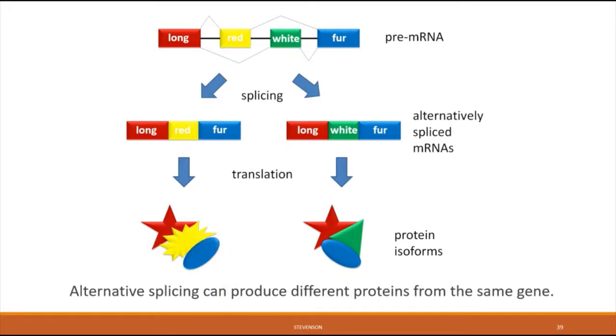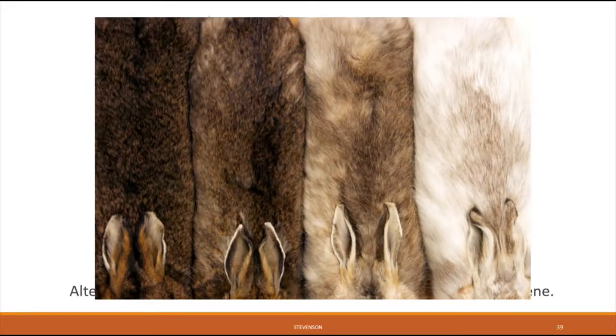It can lead to things like, for example, a snowshoe hare being able to produce white fur during the winter or brown fur during the summer, and therefore being more adequately camouflaged during those times.